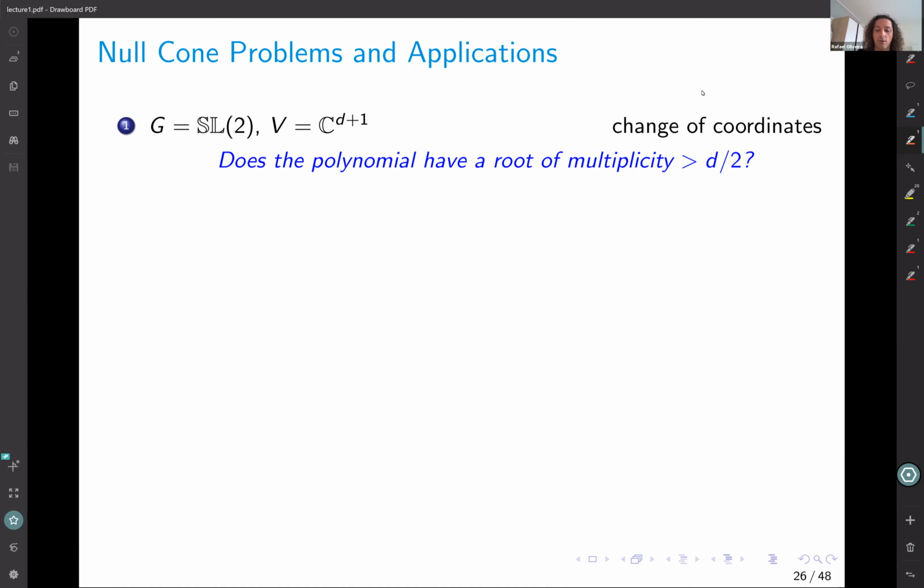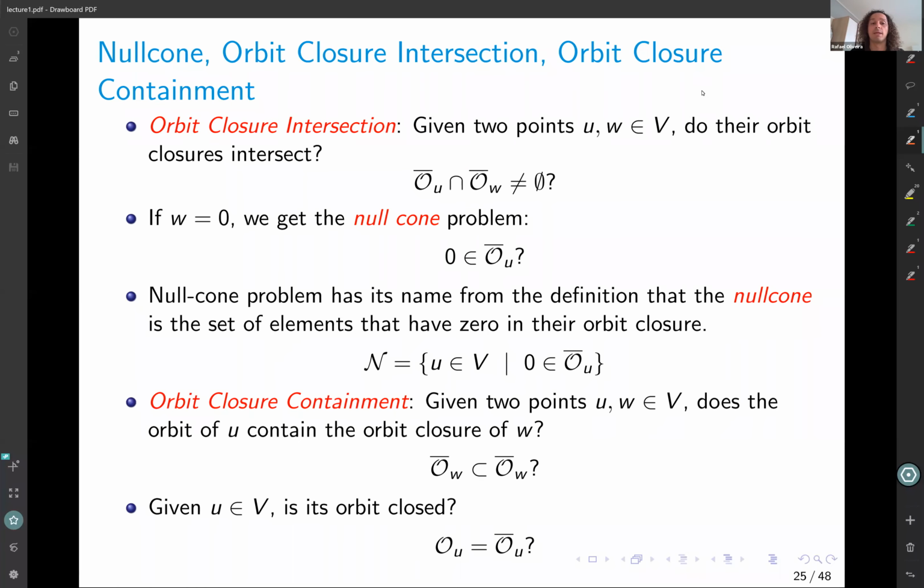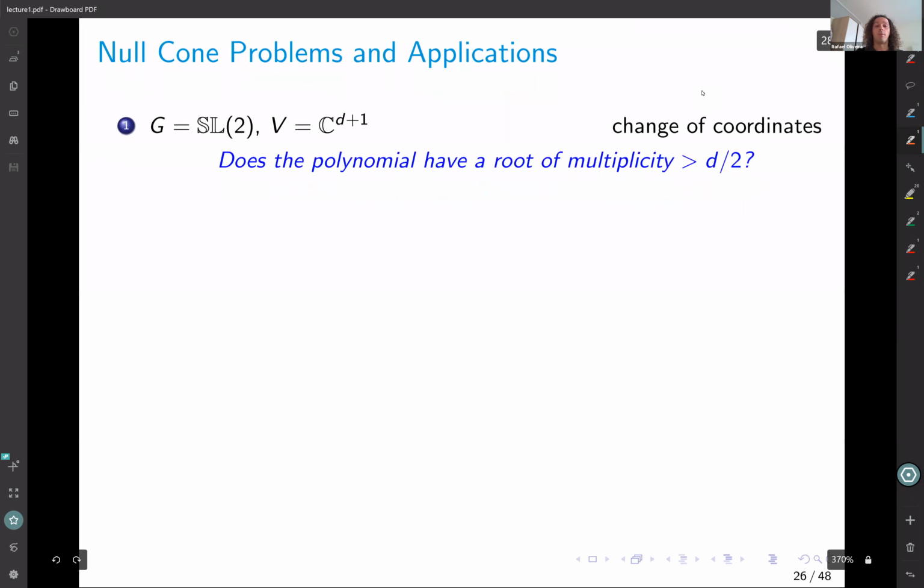So now we're going to focus a little bit on the null cone problem, because as it turns out, the null cone problem already has a lot of applications in computer science, functional analysis, combinatorics, and also statistics, as we're going to see in lecture 5. So from now on, we're going to explore the null cone problem. And why is the null cone problem very, very important in mathematics?